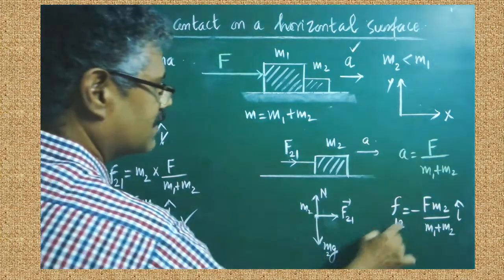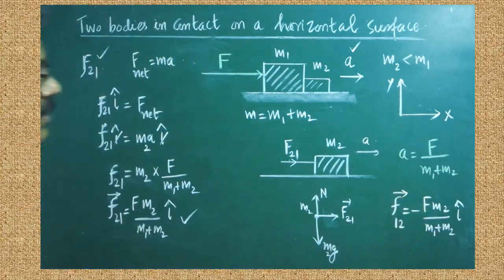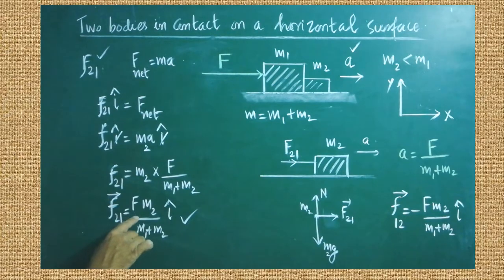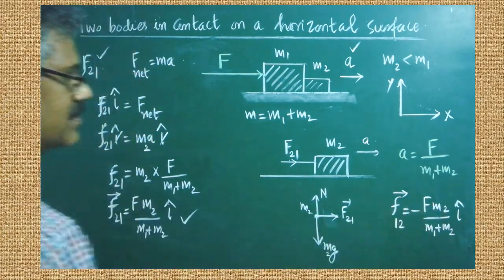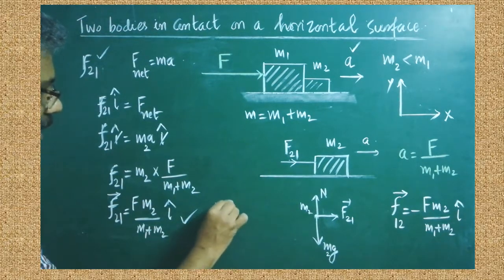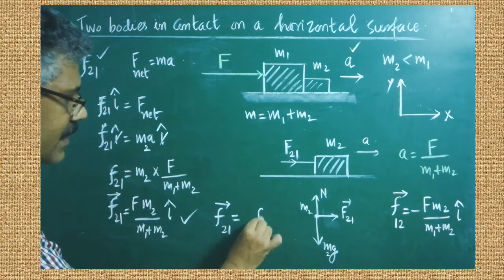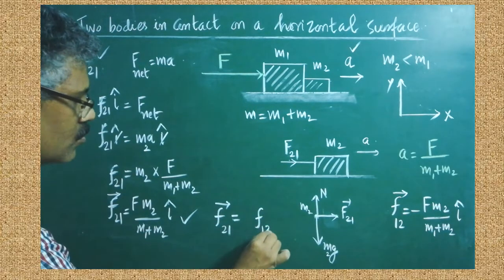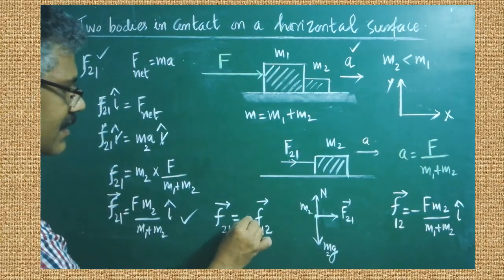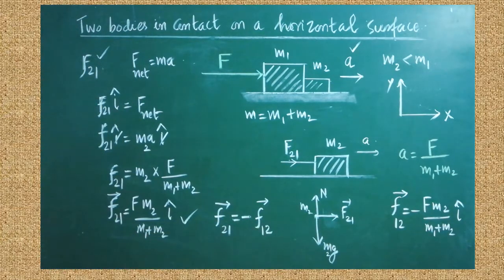This is the expression of F12. Look at the similarity in both the magnitudes. Are you clear? Here the same expression, there the same expression. The only difference is that there the negative symbol is present, here the positive symbol is present. So it is concluded that F21 vector, magnitude wise, is equivalent to the F12 vector, but it is acting in the opposite direction. Therefore the negative symbol must be written.